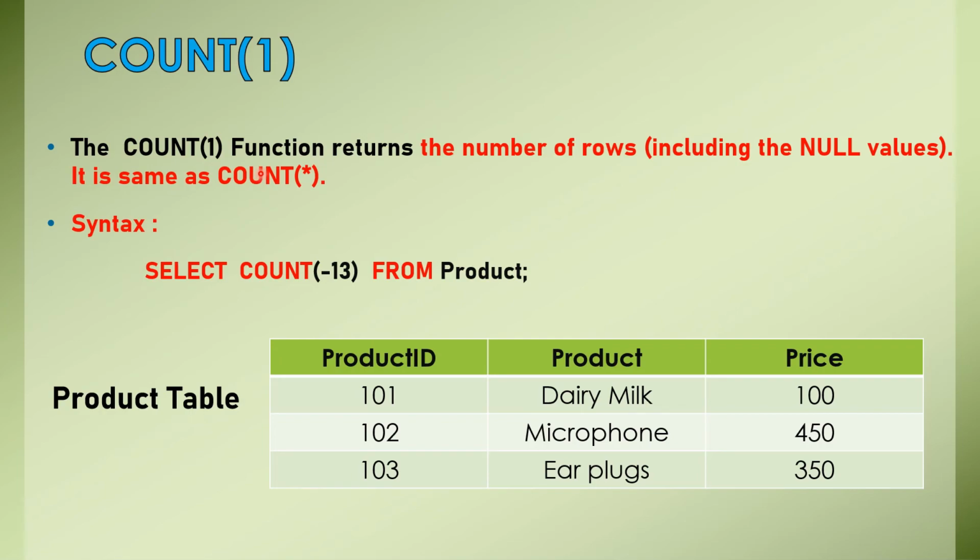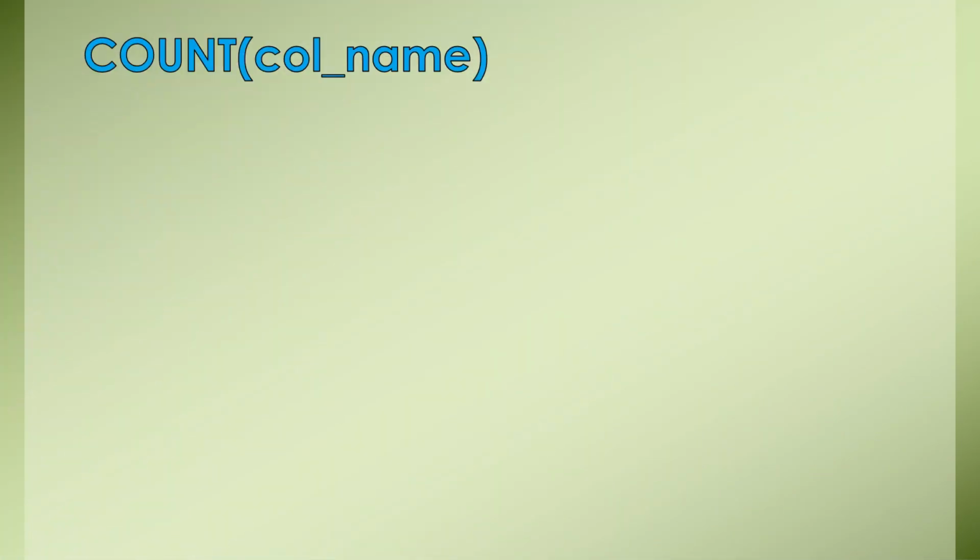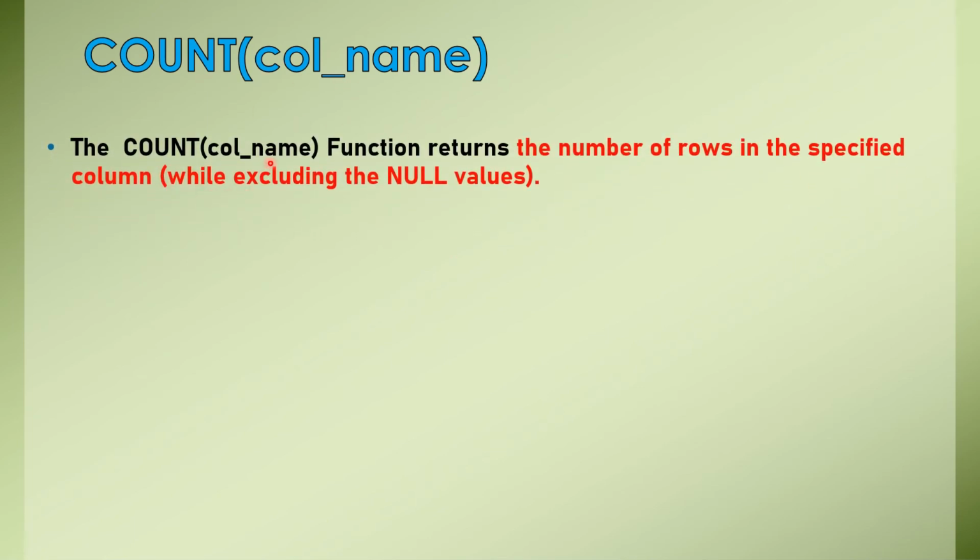Okay, so let us see the last one, where we write count and within brackets we mention any column name. So what will happen if we write count column name? Listen to it very carefully. This will return the total number of rows in the specified column, meaning in whichever column you are giving, it will run this count algorithm while excluding the null values. Yes, this is very important, the null values won't be considered. If in this particular column there are any null values, those will not be counted. They will be excluded.